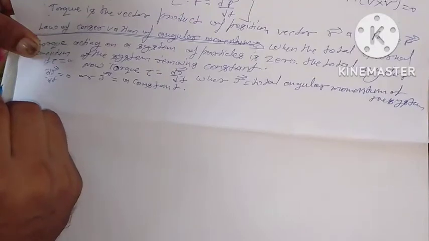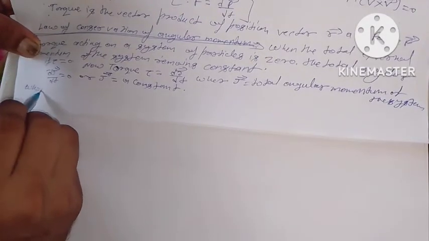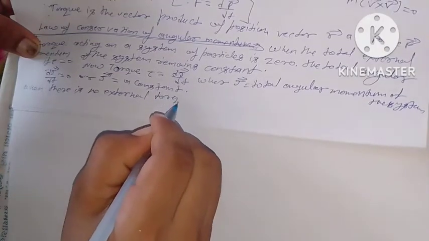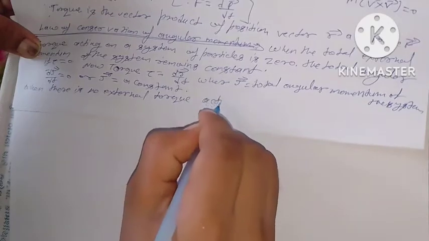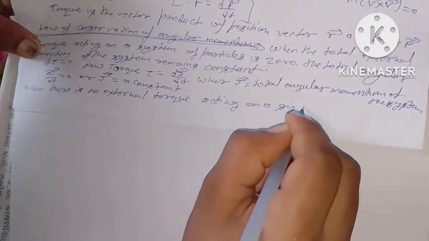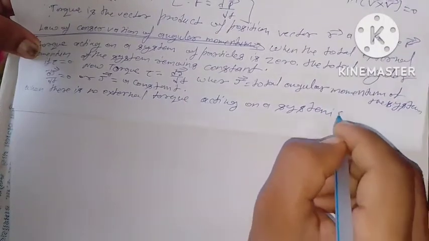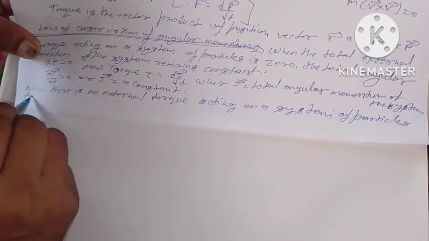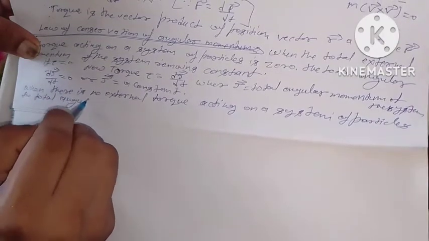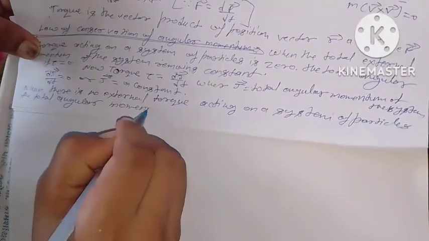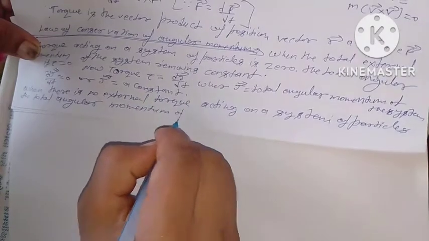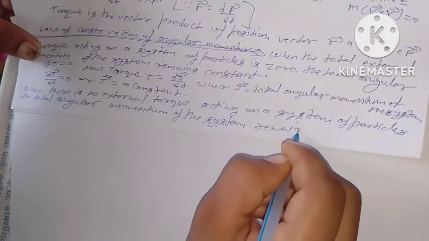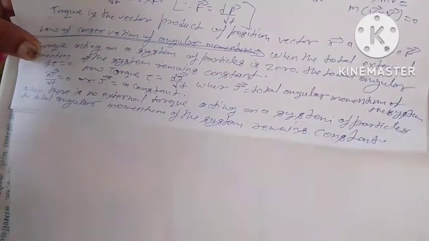When there is no external torque acting on a system of particles, the total angular momentum of the system remains constant.